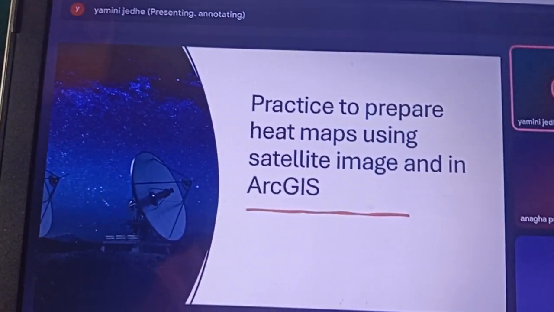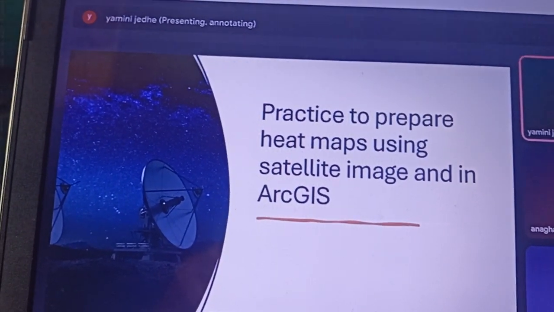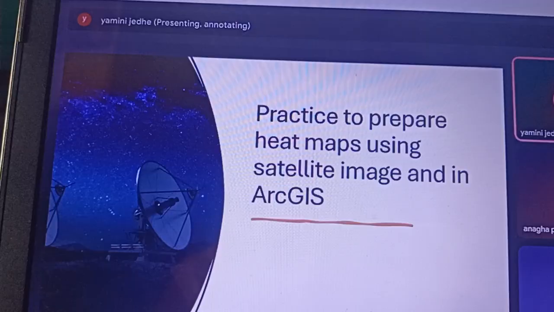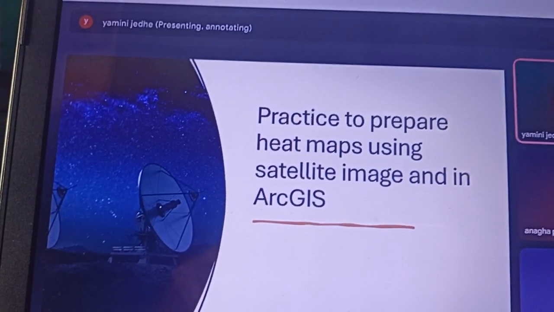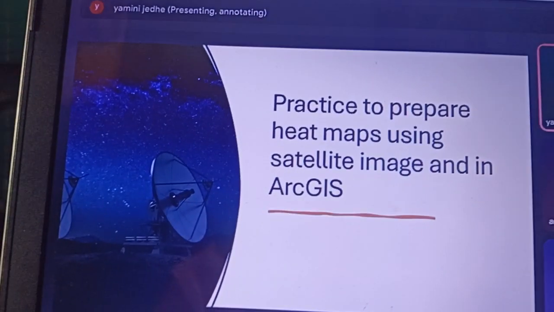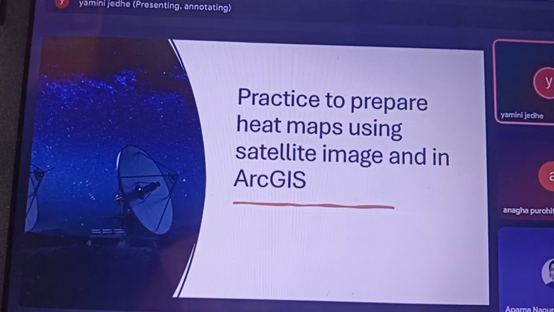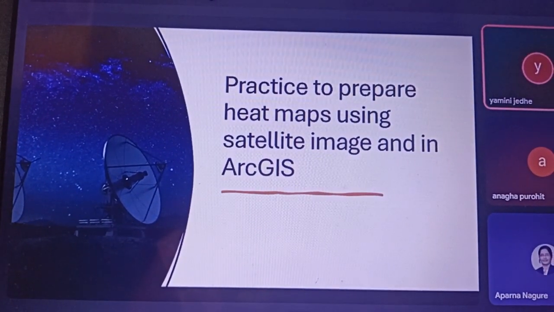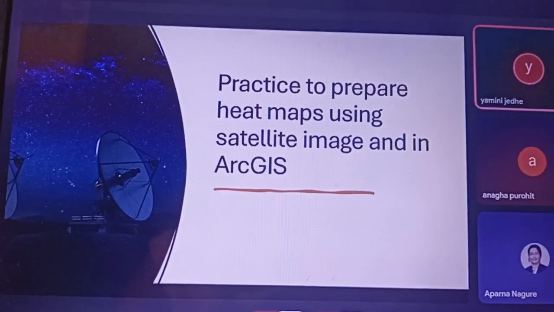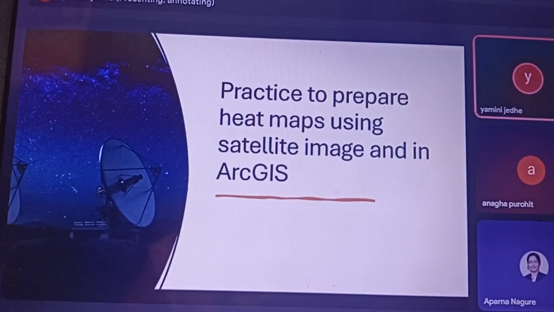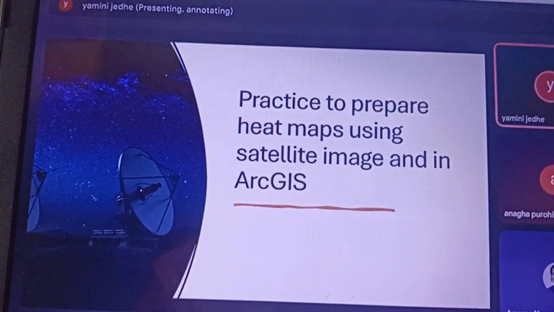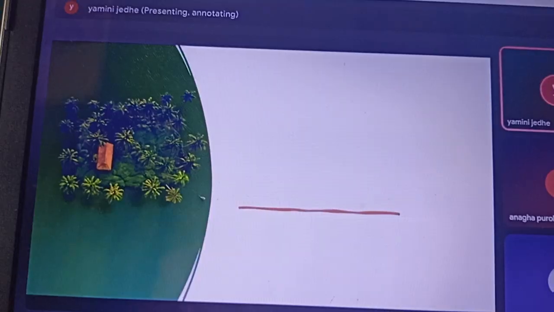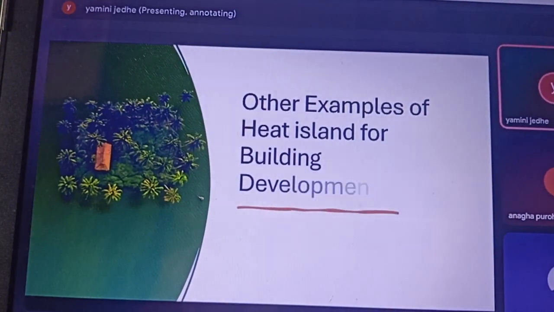If you do not have ArcGIS, the raster calculator is there in Quantum GIS as well. You can search for the command raster calculator and download the satellite imagery. So on freeware also you can identify the heat impact of that particular area because of the urban structures. Now we are going to the other example.